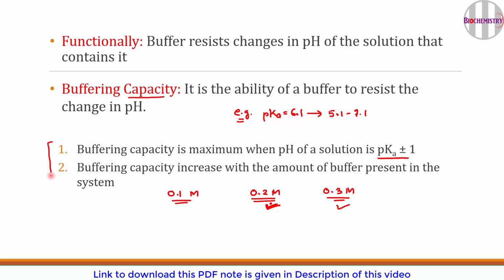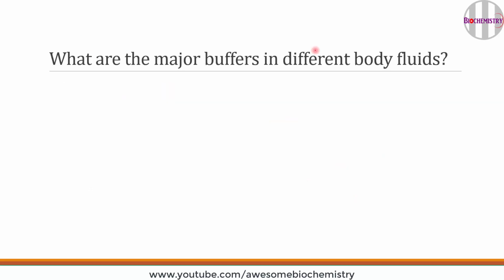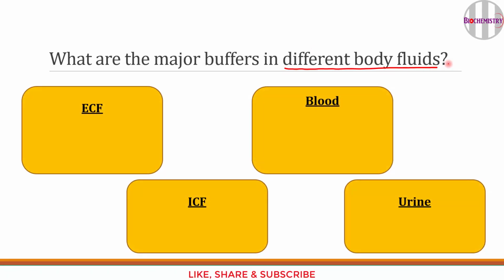So we see that buffering capacity is determined by two factors. One is the pKa, and the second is the amount of buffer present in the system, or the concentration of buffer. Now let's see what the major buffers are in different body fluids. We cannot talk about all the body fluids, but majorly we can talk about these four: the first one is extracellular fluid, then blood, then intracellular fluid, and then urine.